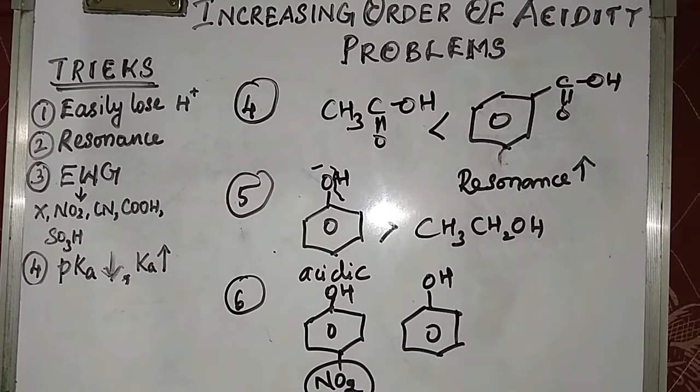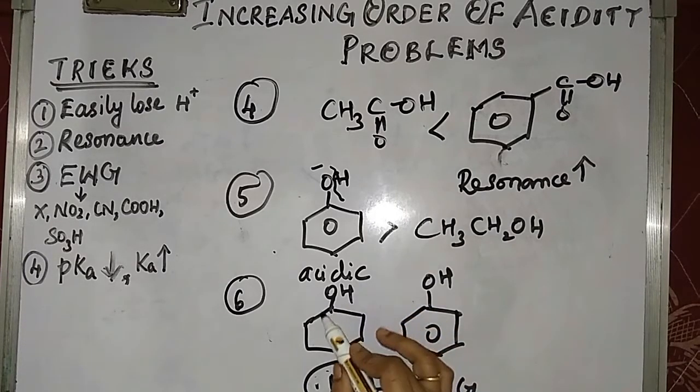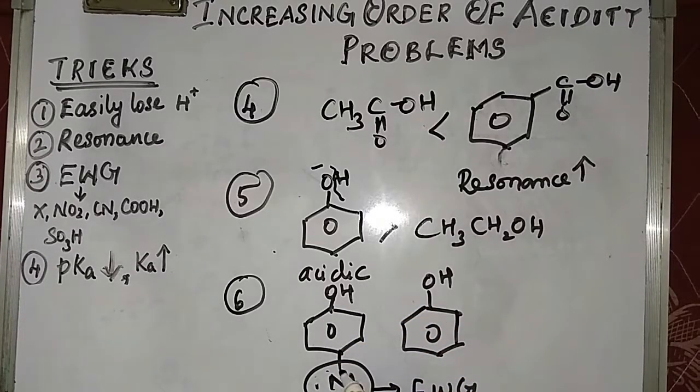We very well know about this. Actually, we should not write like this. N should be here and O2. This NO2, we know very well, is an electron withdrawing group. This increases the acidic character compared to this phenol. Phenol alone will also increase it, but with this NO2, what will happen?